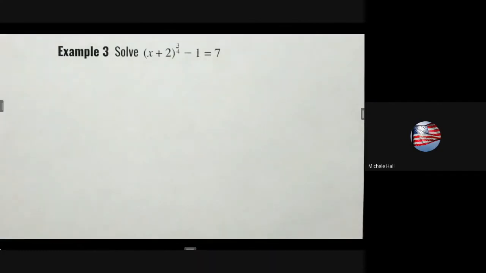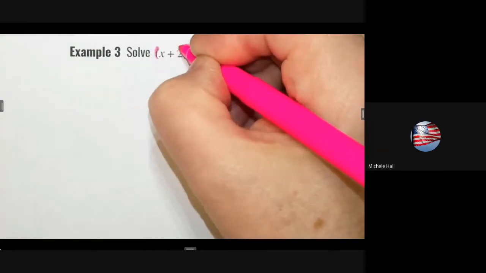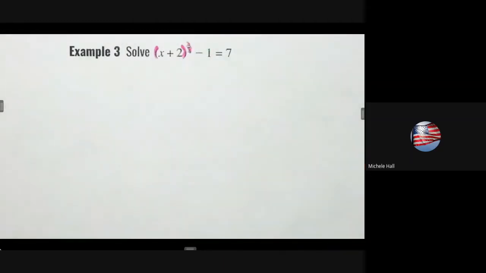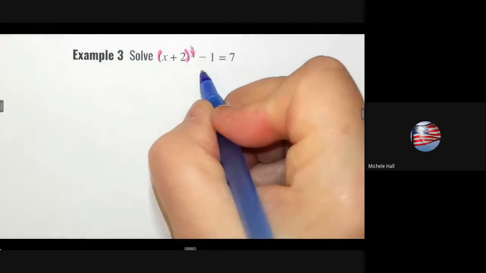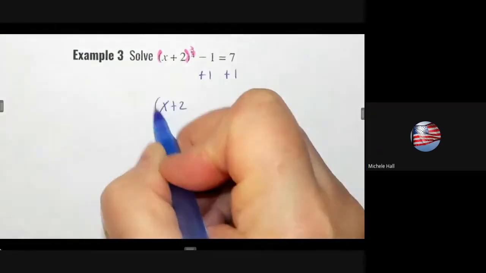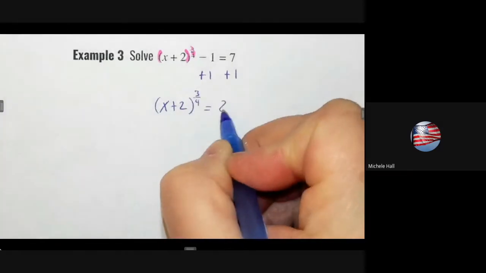Example 3, we see that our radical, or our rational exponent, is not by itself. Here's the radical, otherwise known as the rational exponent. And it's not by itself. It has something that's being subtracted on the outside. So I am going to add 1 to both sides to isolate that. I have x plus 2 raised to the 3/4, which now equals 8.